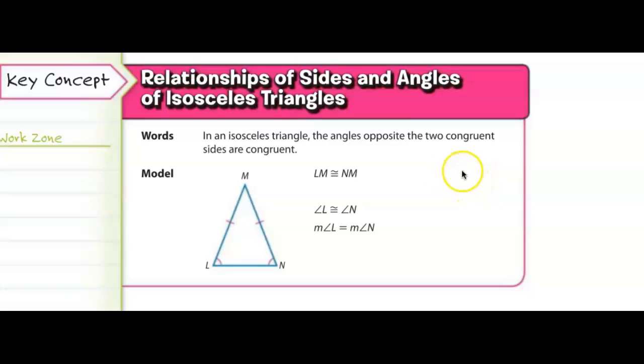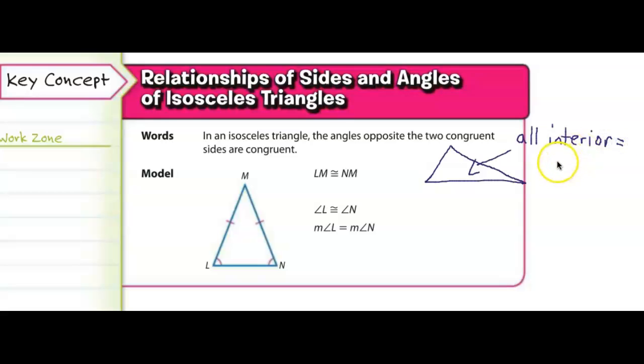But before we do that, remember something we've learned from previous lessons that we need to know 100% of the time. I'm going to draw a triangle. All interior angles of a triangle are going to equal 180 degrees.